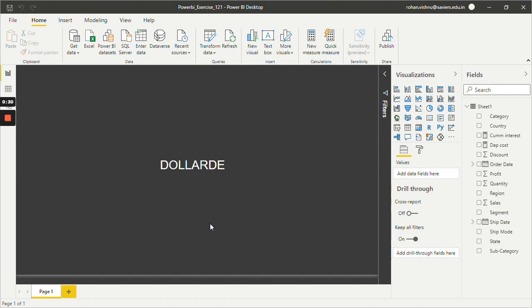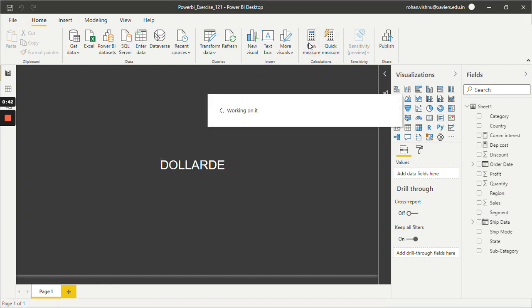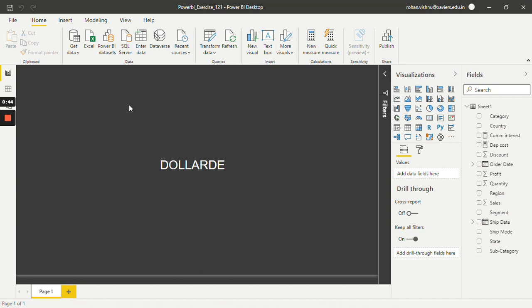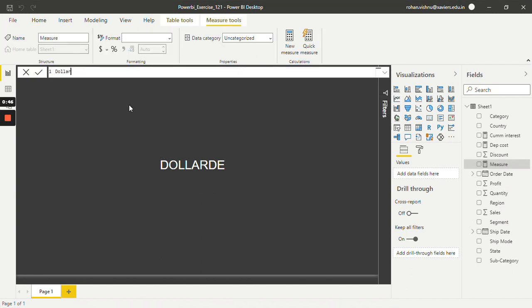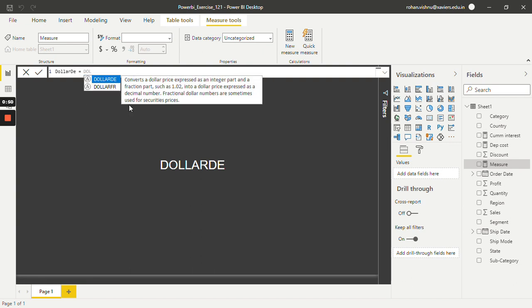So in order to understand this in more detail, let's create a new measure using DAX, and inside that we will be working with the DOLLARDE function. For that, go to Home, click on New Measure, and let's give it a name as DOLLARDE is equal to, and we will be working with the DOLLARDE function.